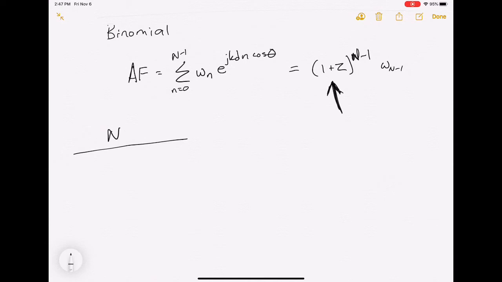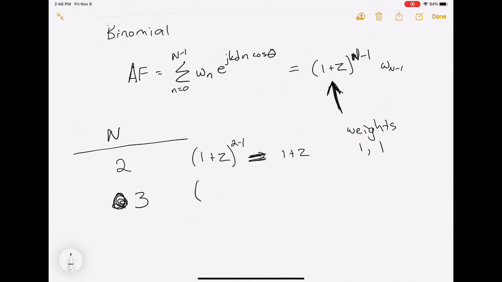So if your total number of elements, well, I'm going to skip the N equals 1 case because that's kind of trivial, but let's say we have N equals 2. Then our polynomial is 1 plus z to the big N minus 1, so that is 2 minus 1, which means that is equal to 1 plus z, and our weights are 1 and 1. If we choose N equals 3, that's 1 plus z to the 3 minus 1, or 2, which is equal to 1 plus 2z plus z squared. So our weights are 1, 2, and 1.